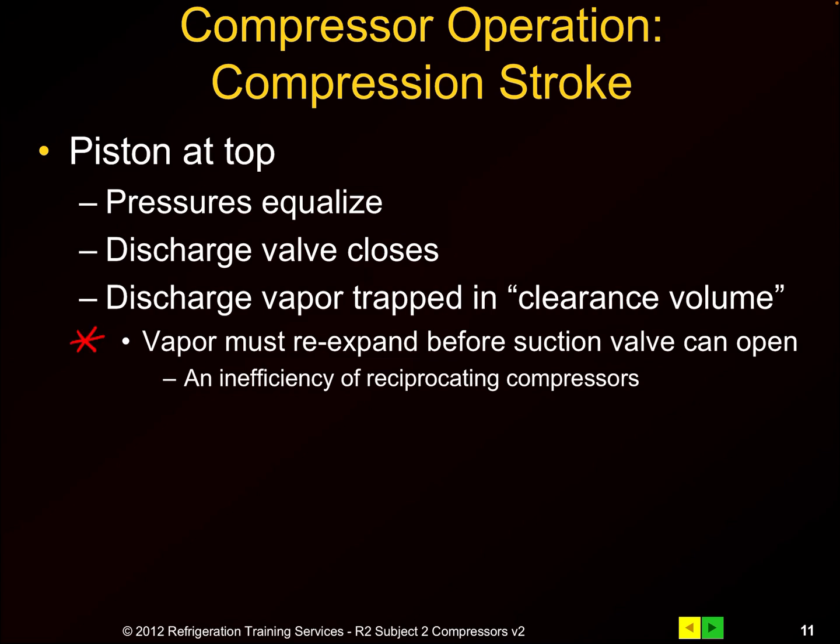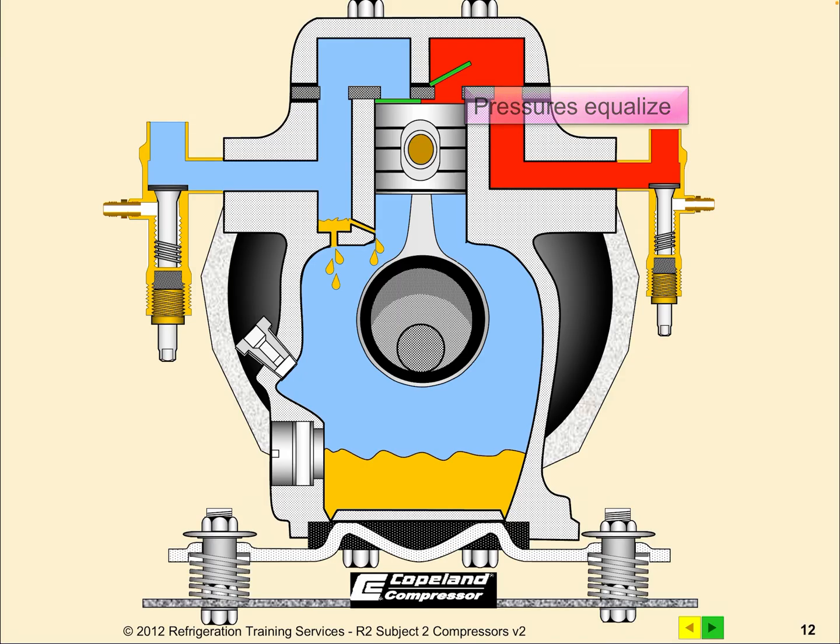So this concept about the re-expansion is so vital to understanding why things happen the way they do in these refrigeration systems, and why we see that the bigger the clearance volume is, the lower the efficiency. Those are all things that typically happen.